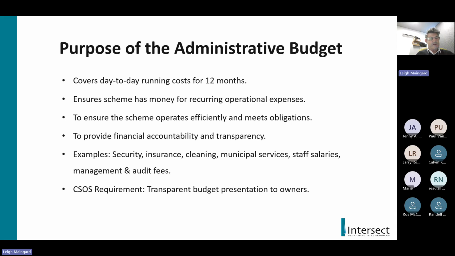And again, CSOS, as mentioned on the previous slide, requires that the budget is transparent and that it is presented to the owners. Accordingly, in your annual general meeting, there is an agenda item where the administrative budget needs to be presented and then be approved by the owners. So the budget is prepared by the trustees in principle, presented to the owners, and the owners must then vote on that budget.